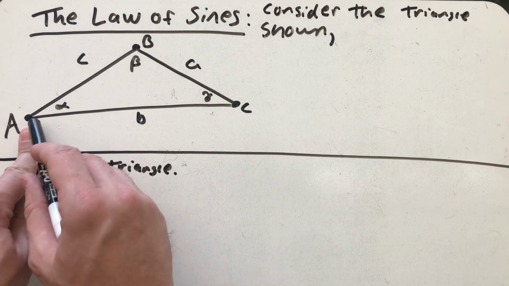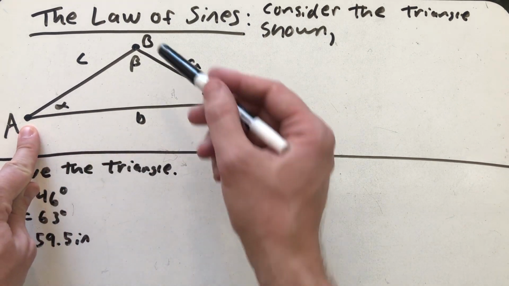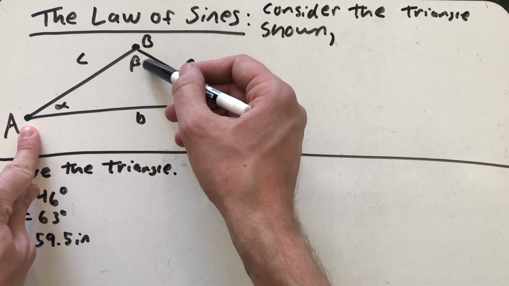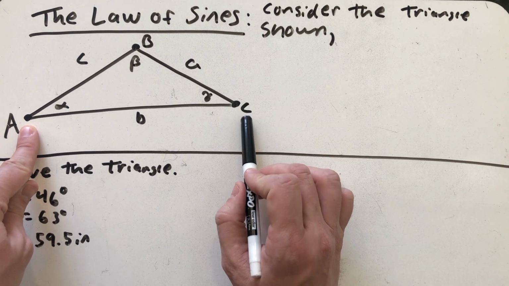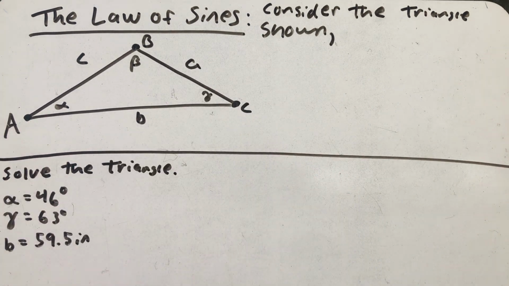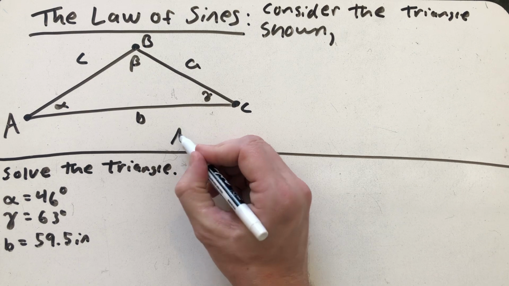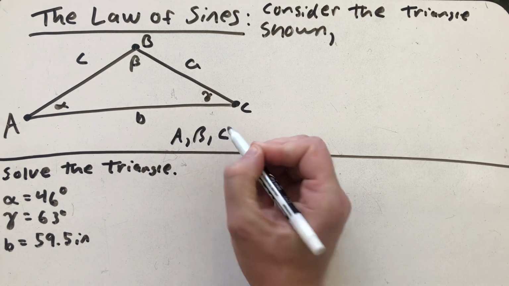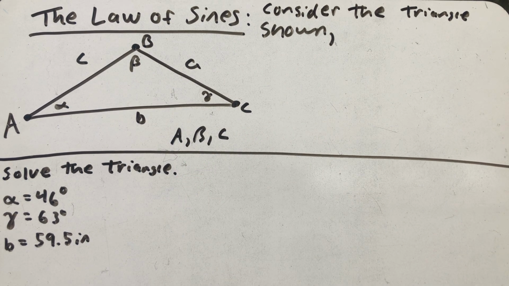The angle at vertex A is called alpha, the angle at vertex B is called beta, and the angle at vertex C is called gamma. Our textbook will actually use A, B, and C to represent both the angle and the vertex. I like using the Greek letters for angles, so I'm going to do that in this video. And in a few other examples, I might just use A, B, and C so that we see a little bit of both.